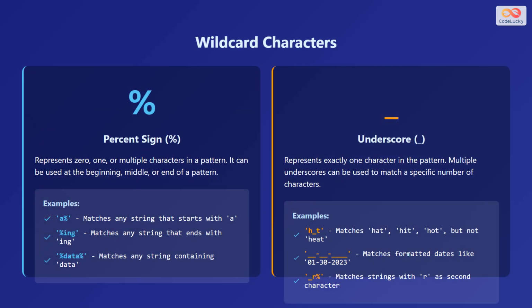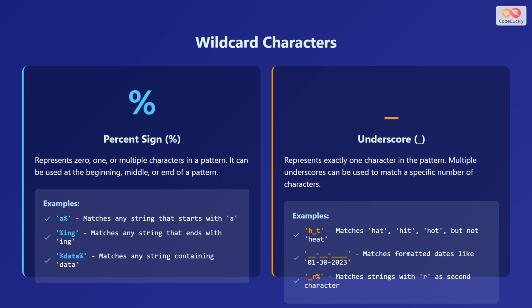Now let's explore the wildcard characters that make the LIKE operator so powerful. The first is the percent sign, %. It represents 0, 1, or multiple characters. It can be used at the beginning, middle, or end of a pattern. For example, 'a%' will match any string that starts with the letter a, '%ing' will match any string that ends with ing, and '%data%' will match any string containing data.